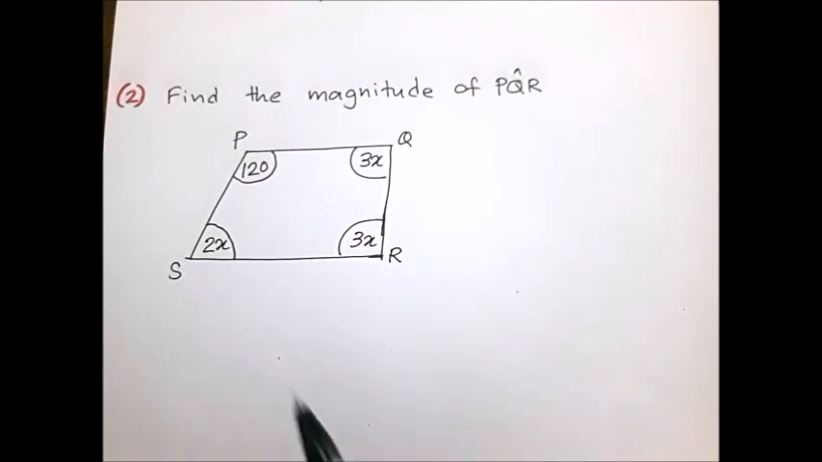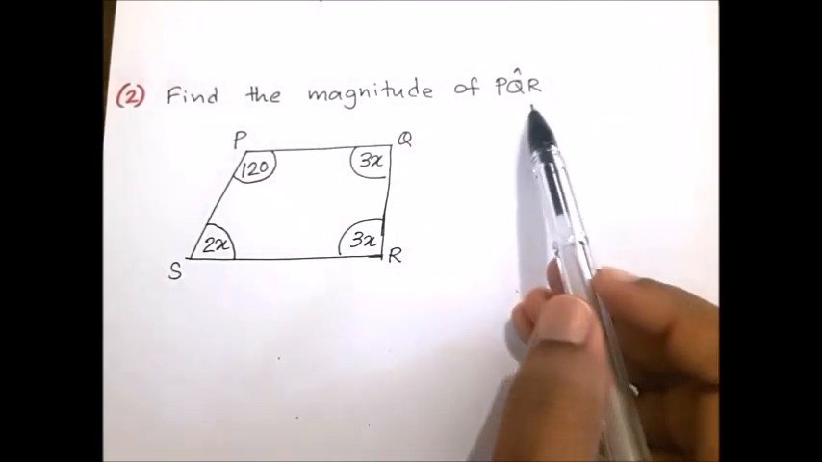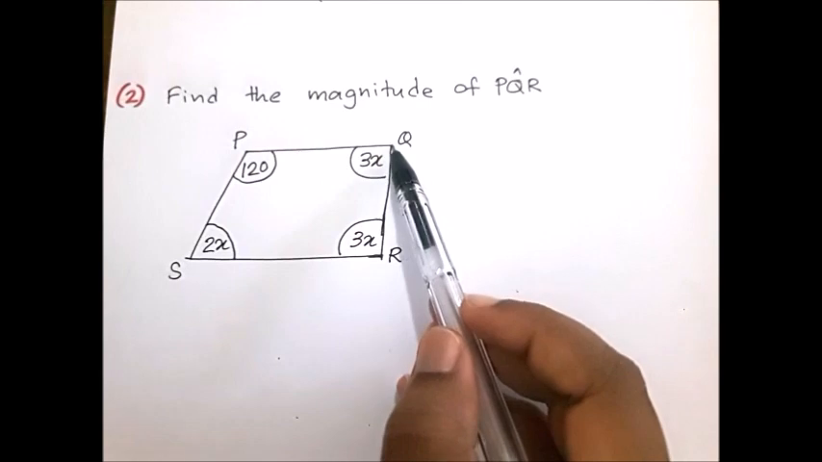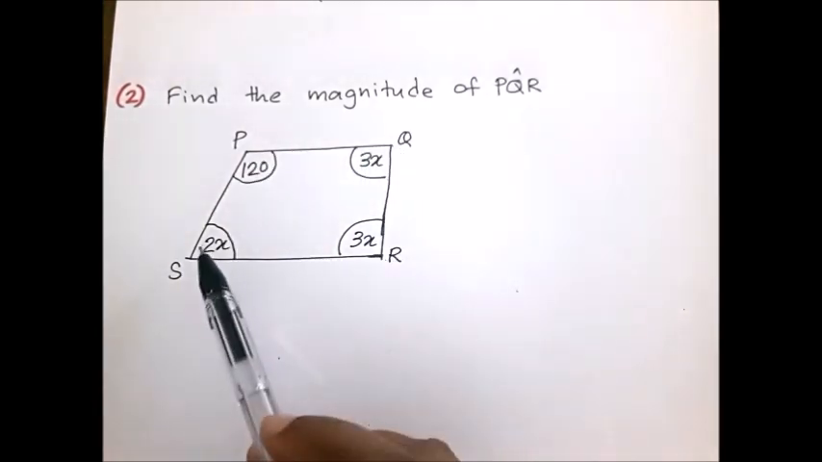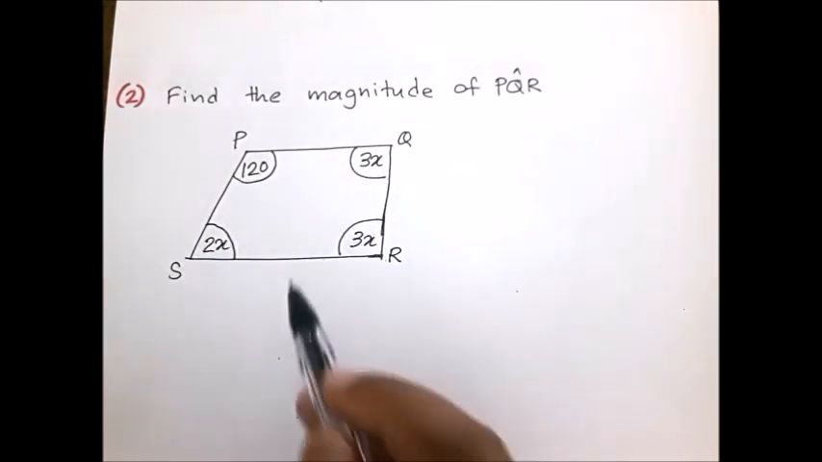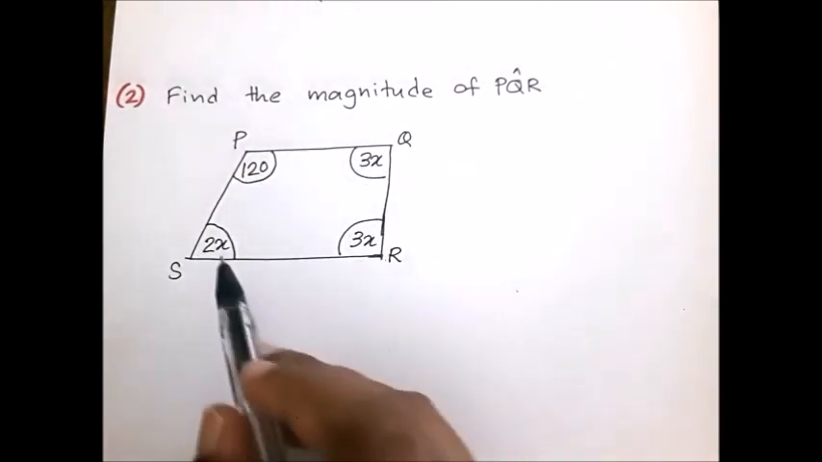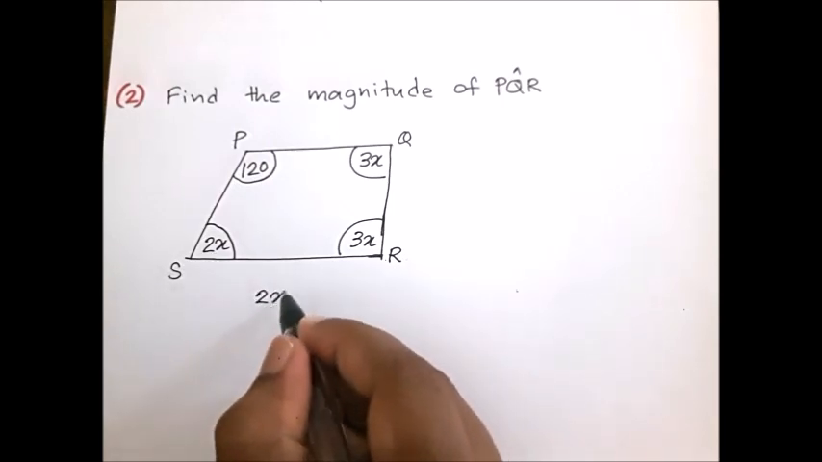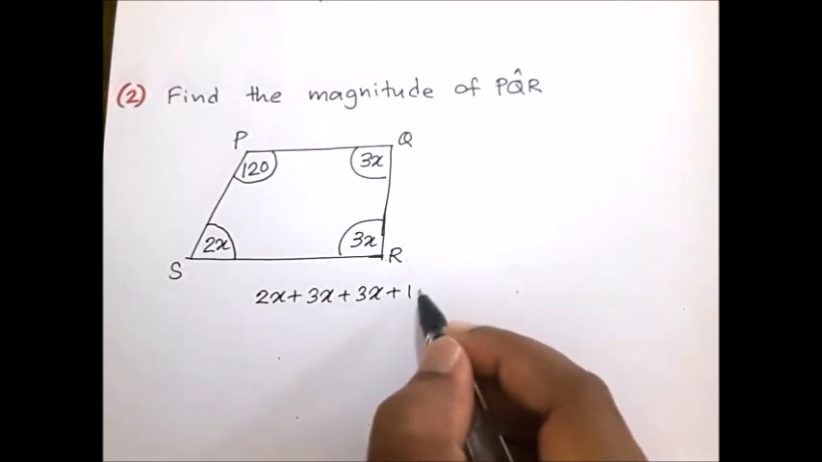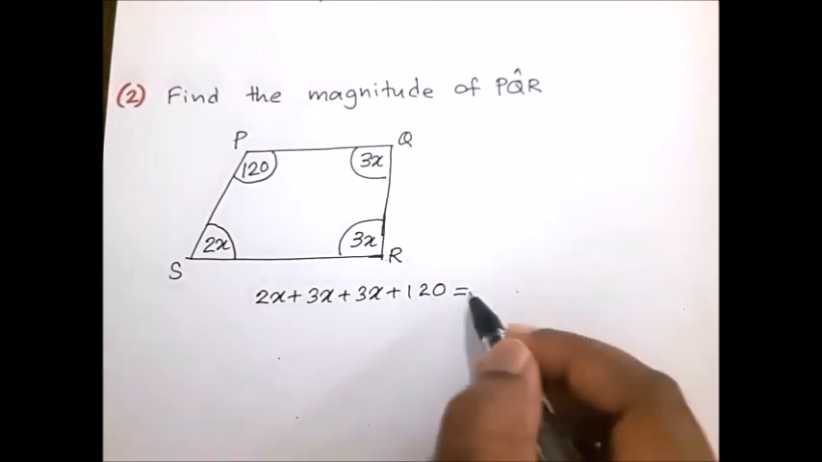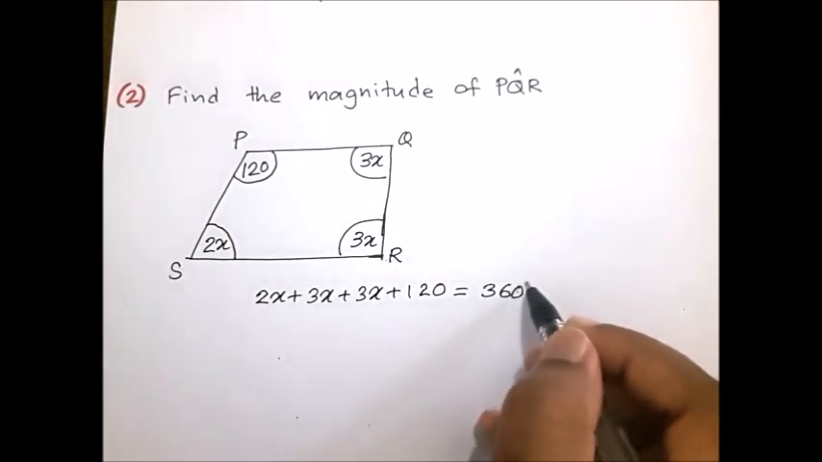Now look at the second example. Find the magnitude of PQR. PQR is 3x. This is a quadrilateral. The sum of interior angles of this quadrilateral is equal to 360 degrees. The interior angles are 2x, 3x, 3x and 120. The sum of these four angles equals 360.